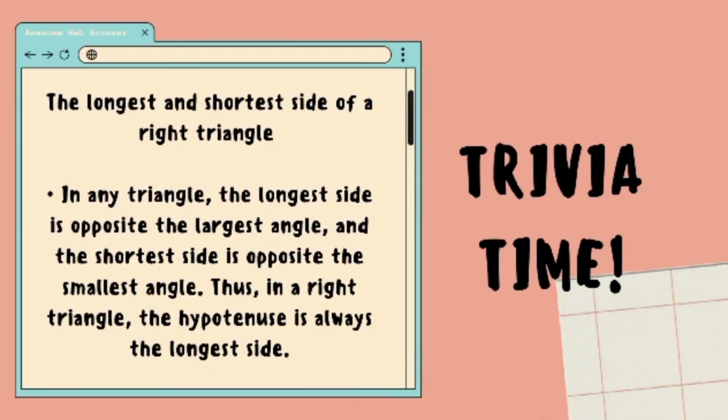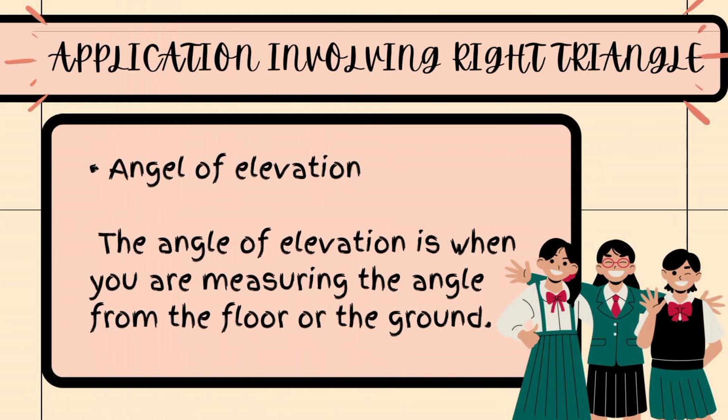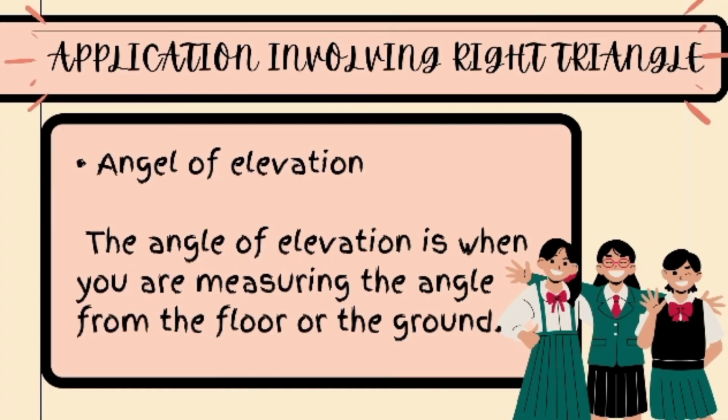Trivia time! The longest and shortest side of a right triangle. In any triangle, the longest side is opposite the largest angle, and the shortest side is opposite the smallest angle. Thus, in a right triangle, the hypotenuse is always the longest side. And for the last topic, application involving right triangle.